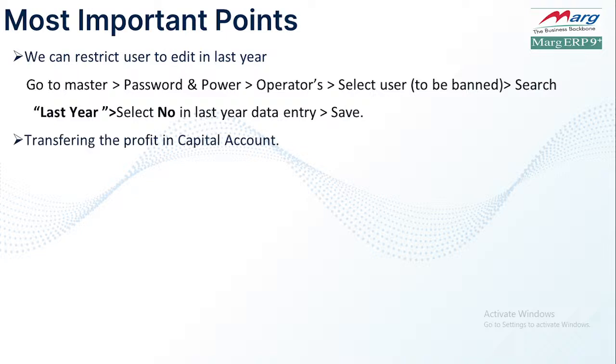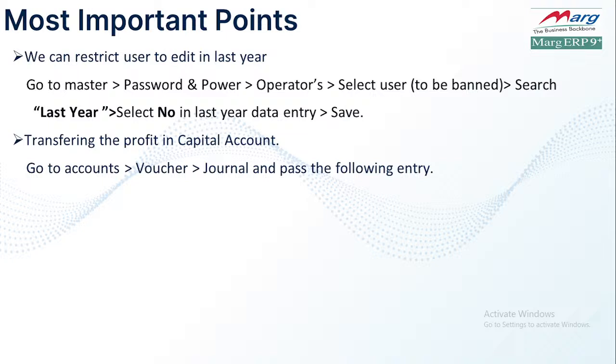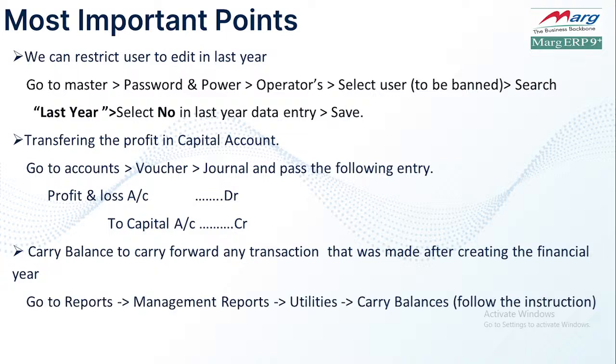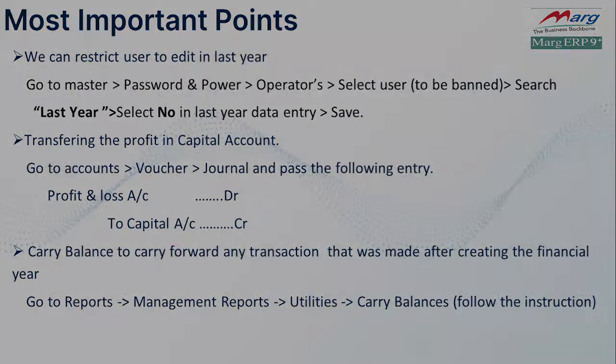In case you are having the profit, to transfer the profit at the end of the financial year, your entry will be done through the journal entry and the entry will be profit and loss account debit to capital account. Also, carry balance is run to carry forward any transaction that was made after creating the financial year. So the path for the same will be reports, management reports, utilities, carry balances. Transfer window will open and you have to follow the instruction as written.